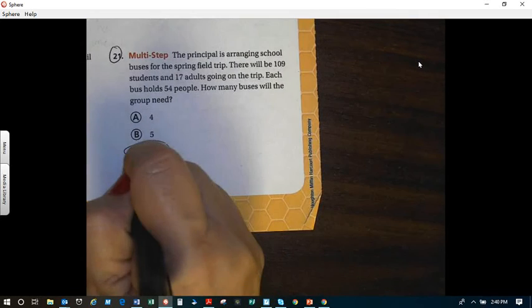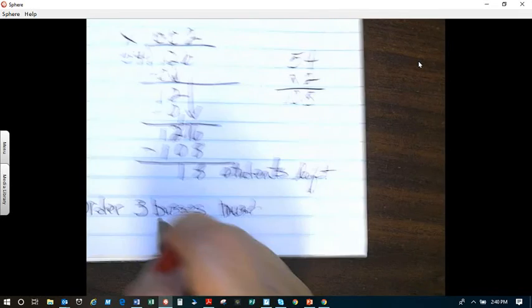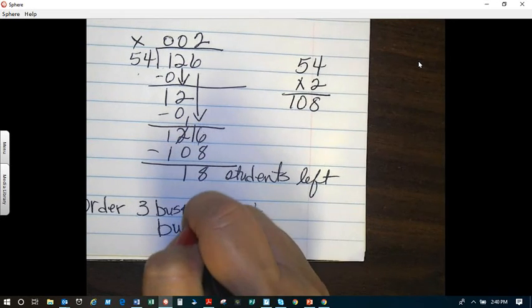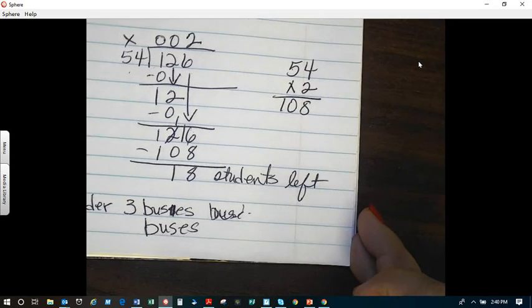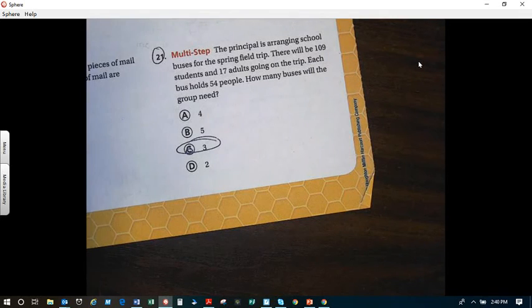Yeah, I thought I did that. You see what I did? I put in an extra S. It's like, that doesn't look right. B-U-S-E-S. Got carried away with the S's. All right. So we're going to order 3 buses. 2 buses will have 54 students, and 1 bus will have 18.